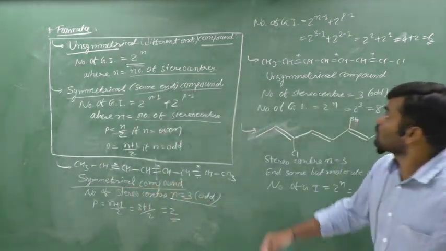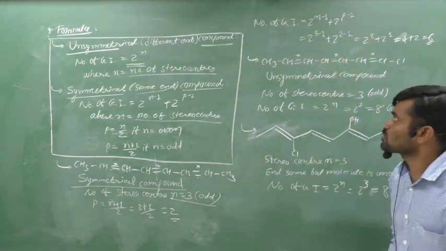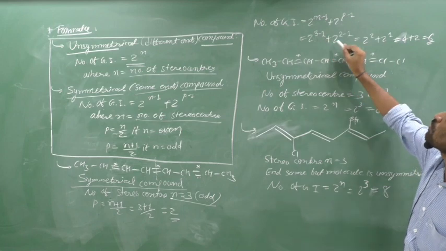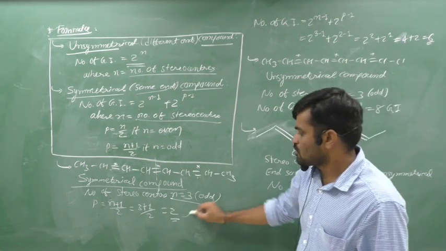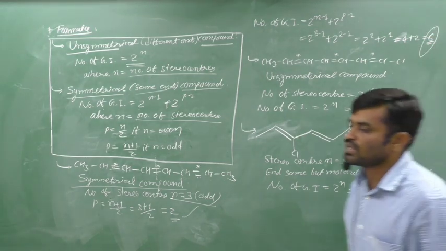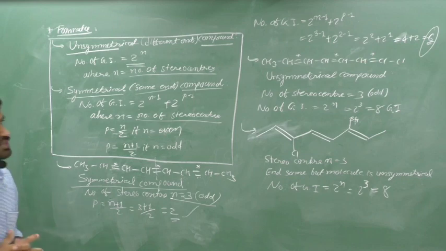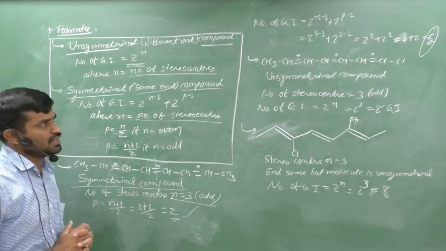The compound is symmetrical. Therefore the formula is 2 raised to n minus 1 plus 2 raised to p minus 1. Therefore 2 raised to 3 minus 1 plus 2 raised to 2 minus 1. Yes, that is p. Now we can evaluate it. We can have 6 GI's for this compound. Now the next example.